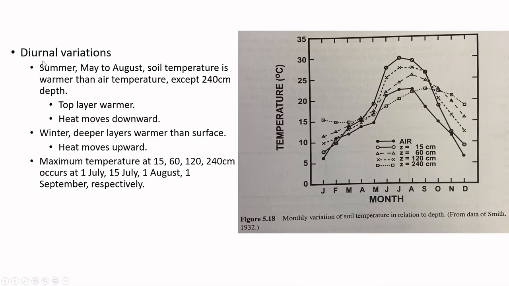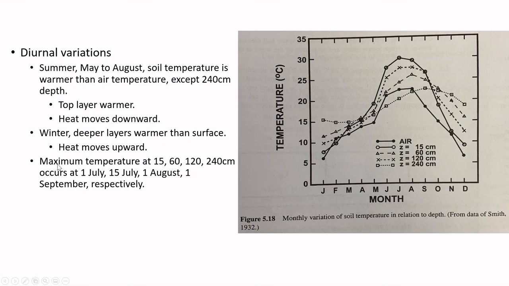Alright, so let's talk about diurnal variation again. If you look at figure 5.18, it's the monthly variation of soil temperature in relation to depth. In summer, from May to August, soil temperature is warmer than air temperature, except at 240 centimeter depth. In the summertime the top layer is warmer, so heat moves downward from the surface of the soil towards the depths. In wintertime the deeper layer is warmer than the surface, which is cooler because of winter, so heat moves from within the soil to the surface.